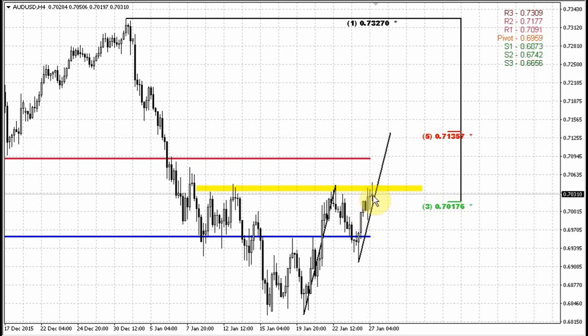Or wait for some retracement maybe here if it happens, but I'm not sure it really will, because the shoulder has already been formed. So right now the market will start to challenge the neckline. So that's our current view on the Australian dollar. Let's see what we will get.